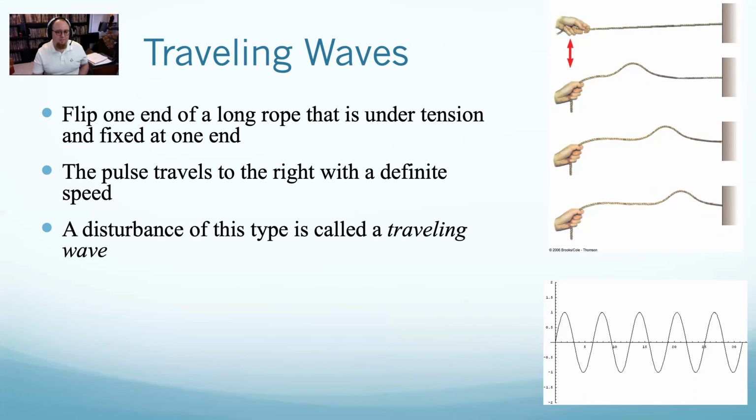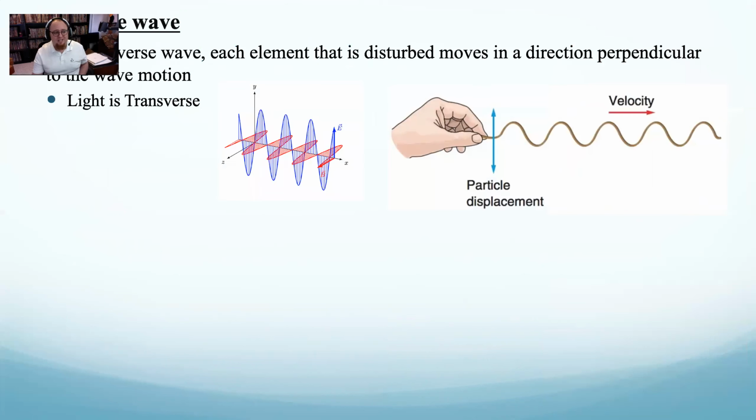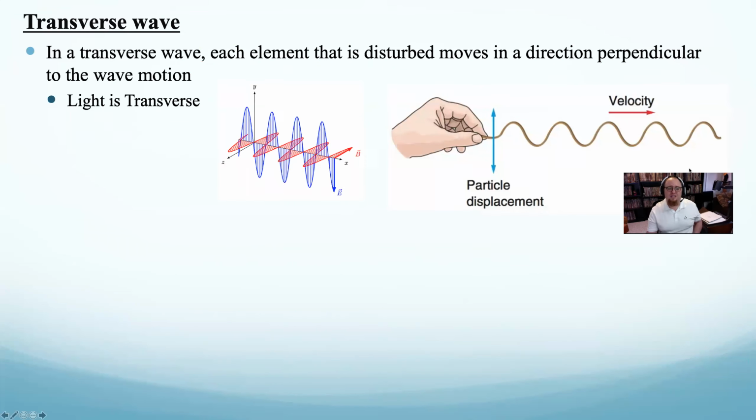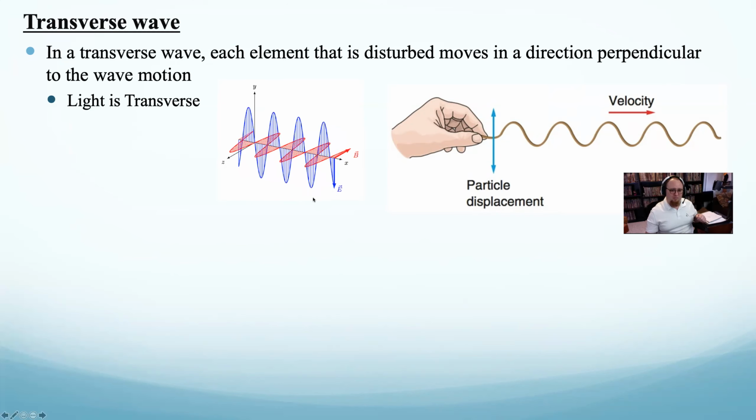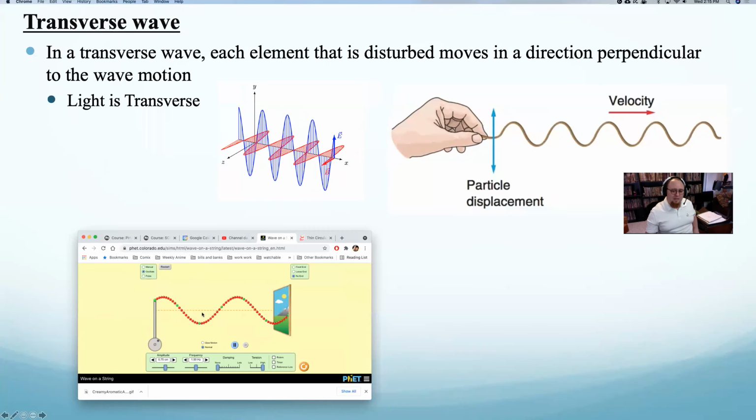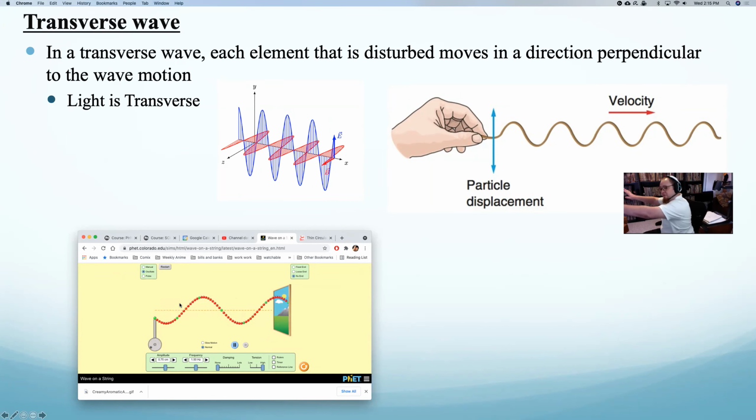Now, traveling waves themselves come in two flavors. What you've been seeing so far is called a transverse wave. A transverse wave is a traveling wave in which the disturbance is perpendicular to the motion. What I mean is the disturbance here is up and down, but the wave is moving to the right. They're perpendicular to each other.